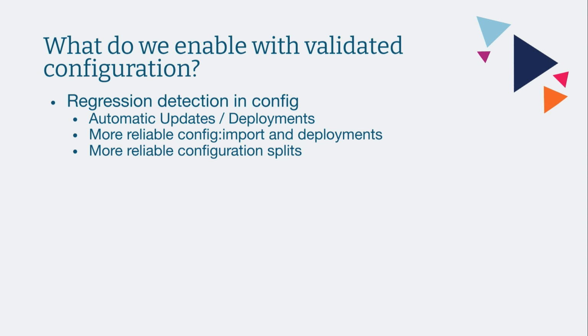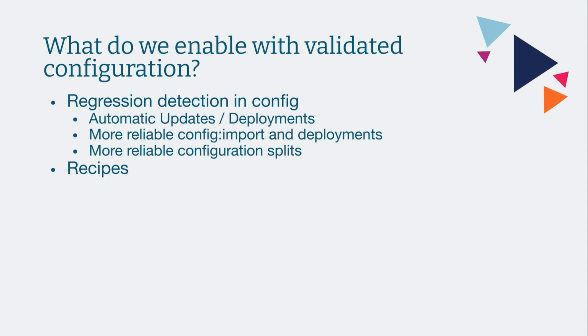Configuration splits can be more reliable because you can split part of a config depending on which environment you're on or which time of day or whatever kind of split you're making. This split should still result into a valid and feasible piece of configuration, and we can validate with config schema validation.